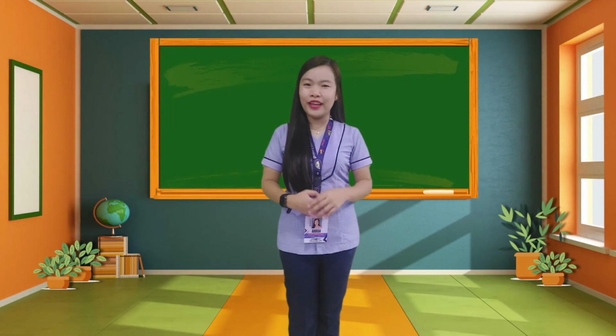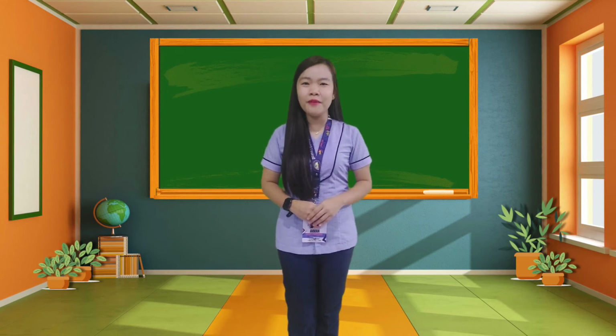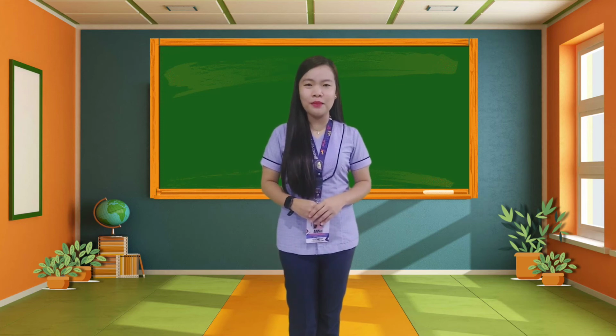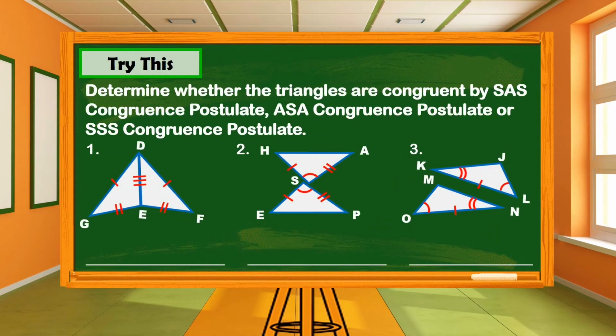And there you have it, grade 8 learners! You just have learned about the SAS, ASA, and SSS congruence postulates. Now, I want you to try this. In the following figures, corresponding parts are marked similarly. Determine whether the triangles are congruent by SAS congruence postulate, ASA congruence postulate, or SSS congruence postulate. I will give you 15 seconds to answer, and the timer starts now.